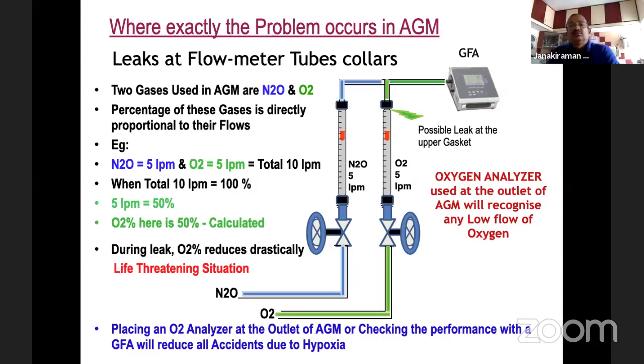So this low-end machine should have, where the GFA is written, a gas flow analyzer, checking the performance of the anesthesia machine. They should use at least an oxygen analyzer to check the performance. Had they used an oxygen analyzer, those patients we have seen would not have died at all. 99% of deaths on the table are mainly due to cautery machines and mostly due to anesthesia gas machines.